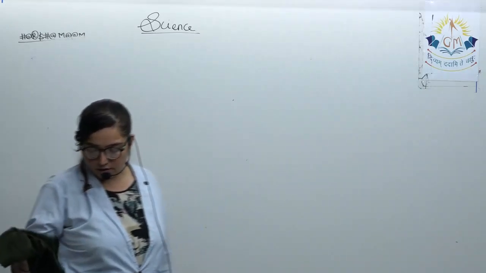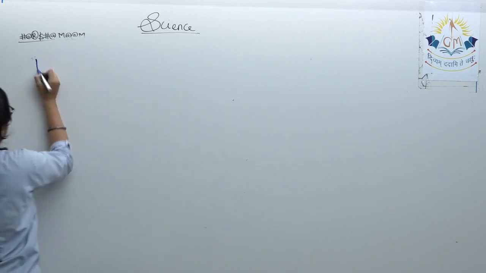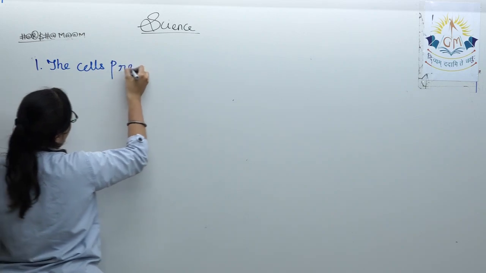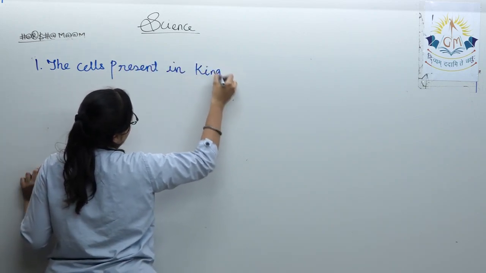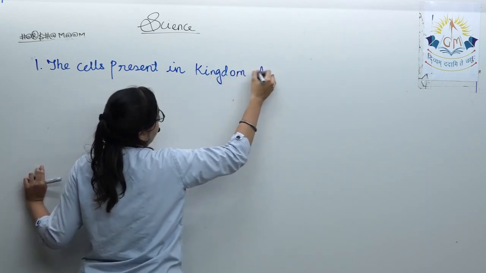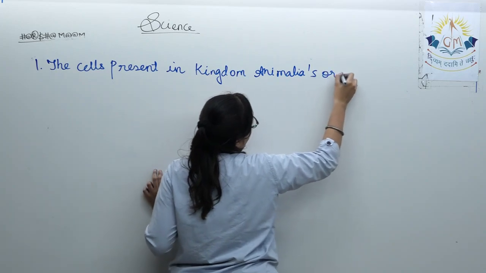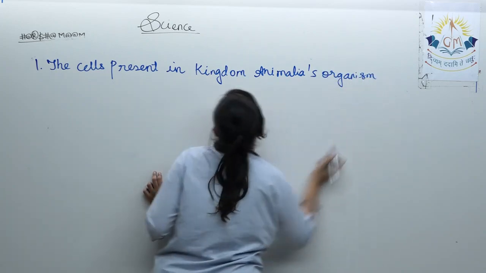In that, the very first one is the animal cell. The cells present in kingdom Animalia organisms are called animal cells.